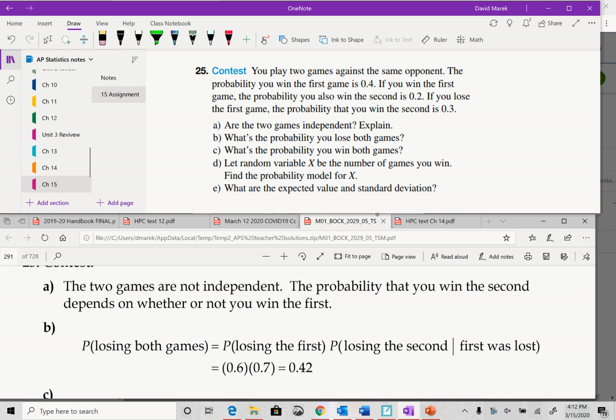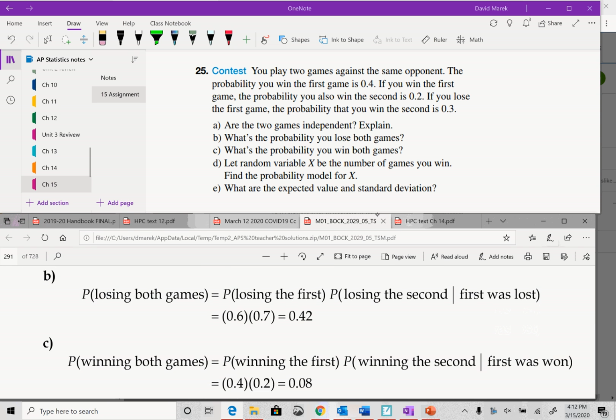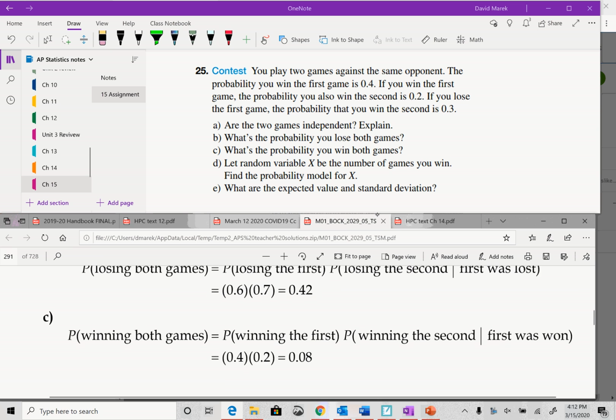So let's calculate the probability of losing both games. Your probability of winning the first is 0.4, your probability of losing the first is 0.6. The probability of losing the second one, given that you lost the first one, again, the probability of winning the second is 0.3, so the probability of losing the second is 0.7, so we get a probability there of 0.42. For part C, the probability of winning both games.